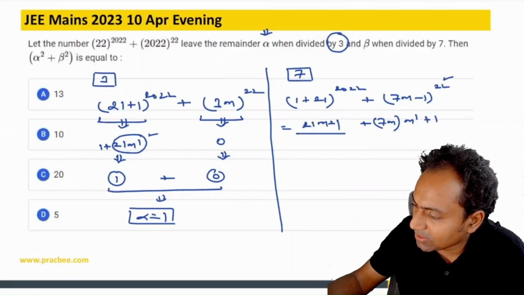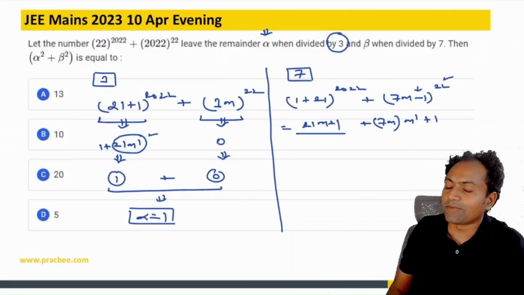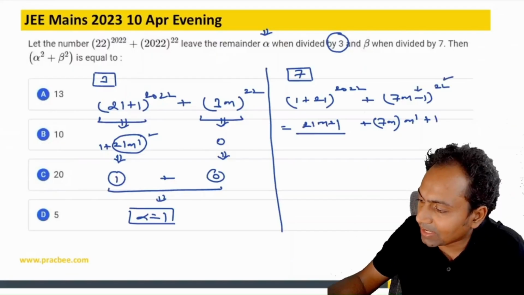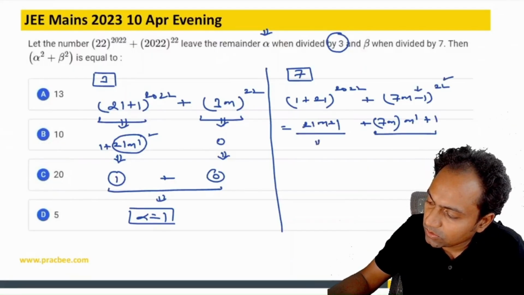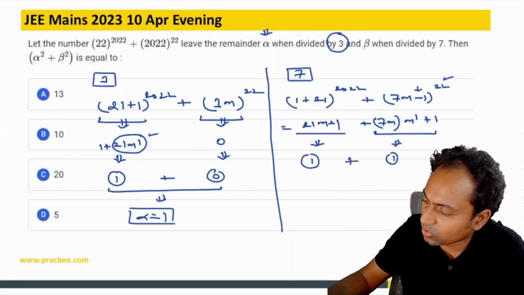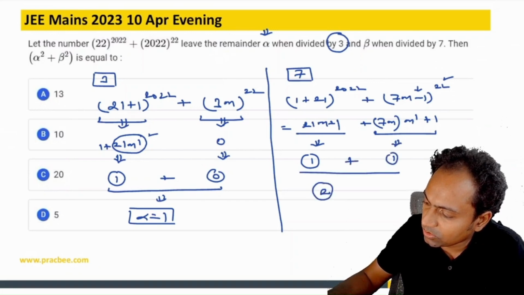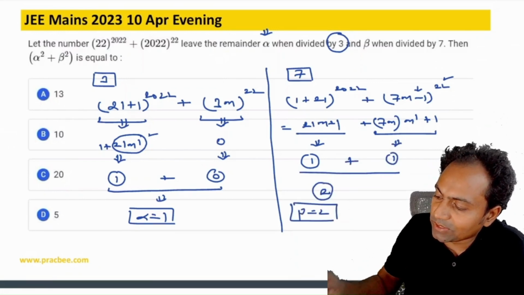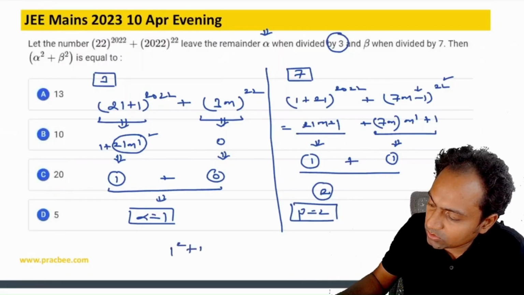Why plus 1? Because here the power is even, so this minus sign will have no impact. You can see that from this first part also, the remainder is coming out to be 1. From the second part also the remainder is coming out to be 1. So the total value of the remainder comes out to be 2. So the value of beta becomes 2. If we want alpha square plus beta square, it becomes 1 square plus 2 square, which comes out to be 5.